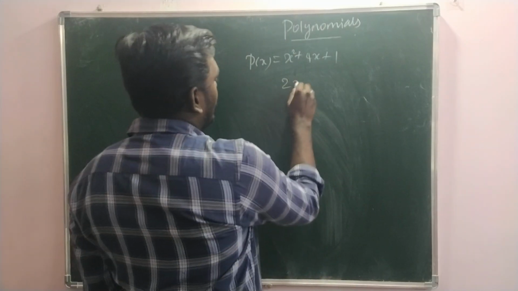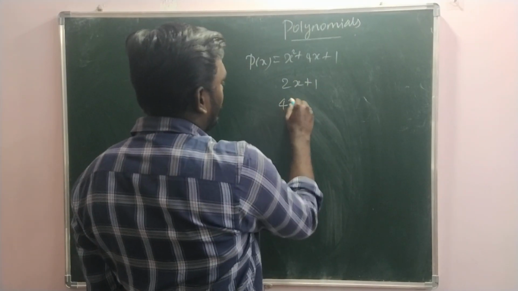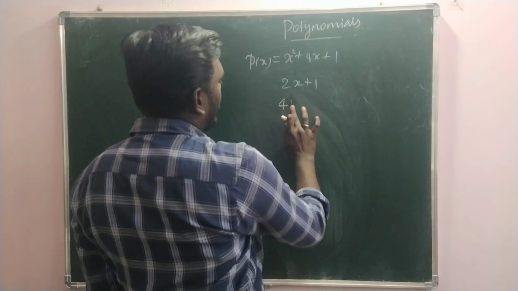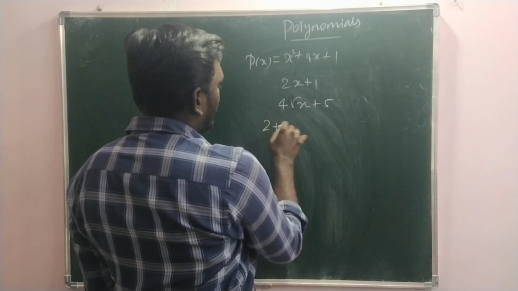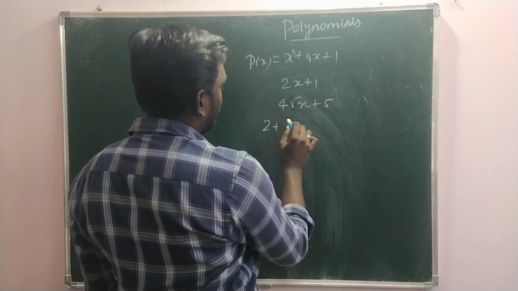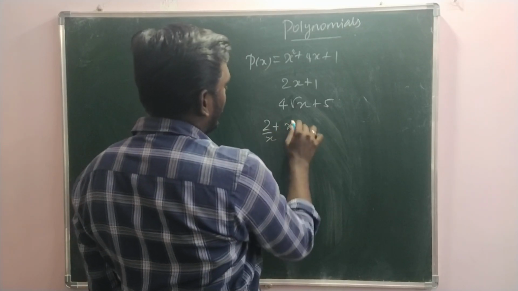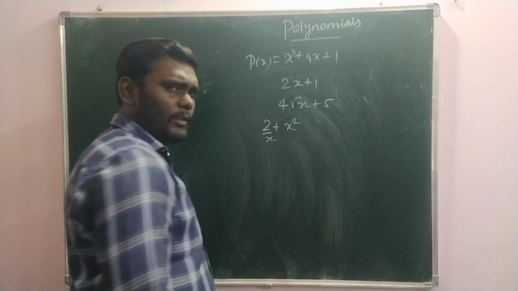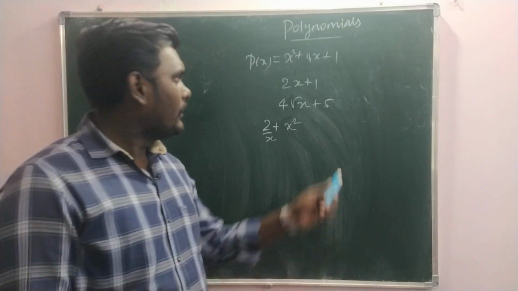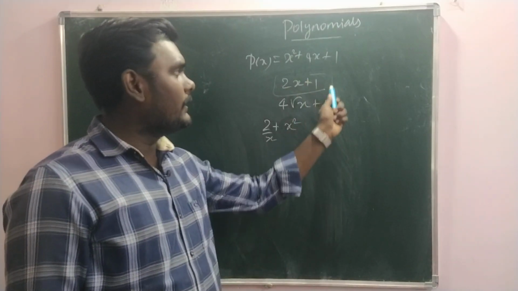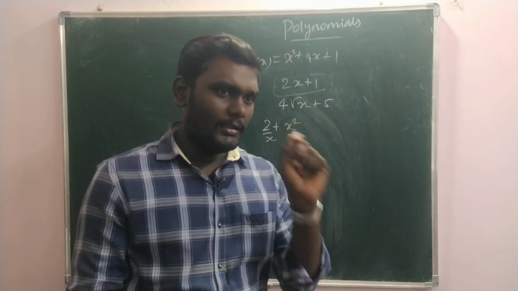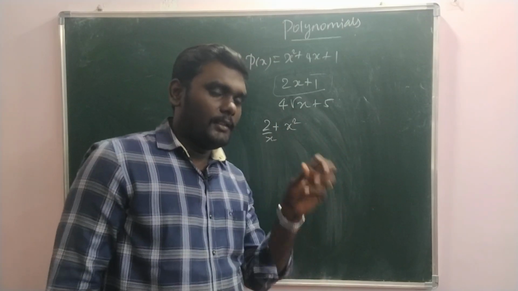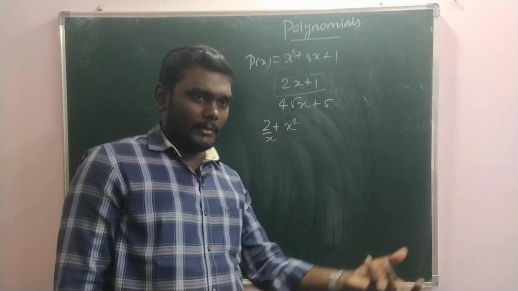Okay. And then 2x plus 1, 4 root x plus 5, 2 by x plus x square, whatever. See, here these things we call it as an algebraic expression. What is it? Algebraic expression, expressing something algebraically.